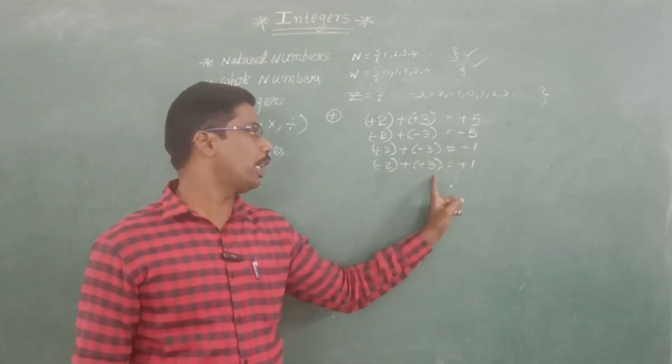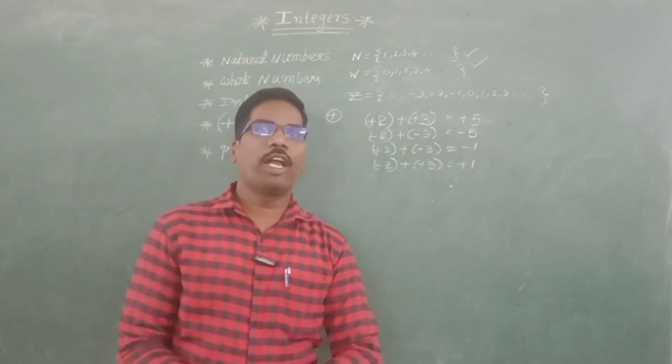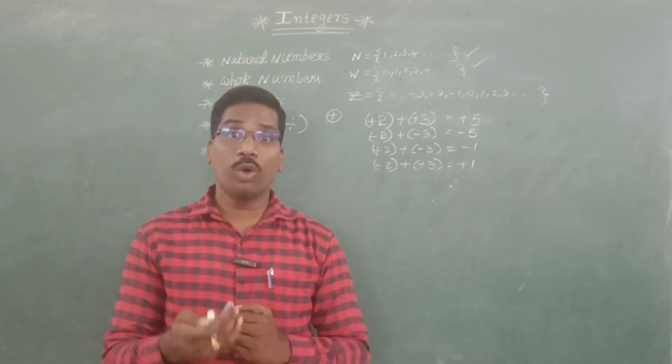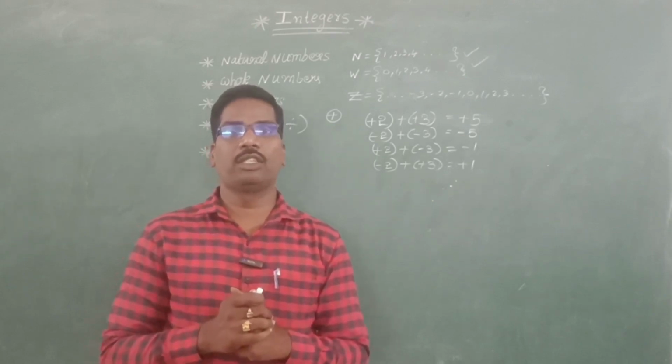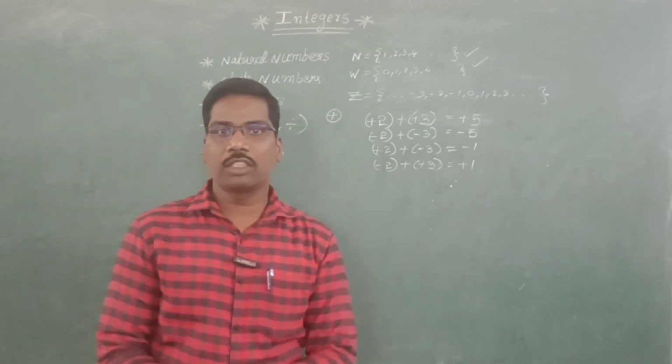What is the highest value? 3, with what sign? Plus. So keeping plus, this is the addition of the integers. Now we have to do the multiplication. Then after that we can understand the subtraction.